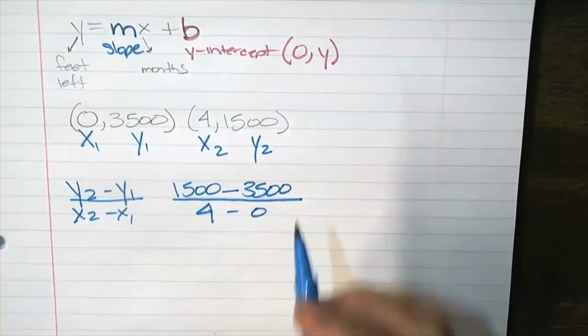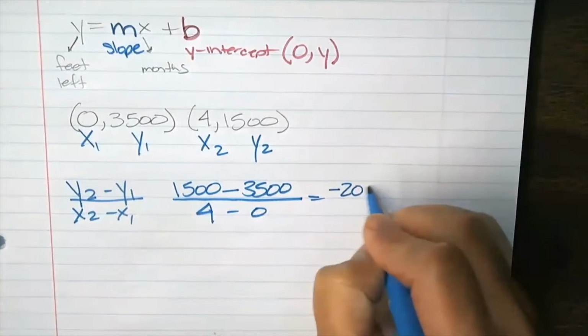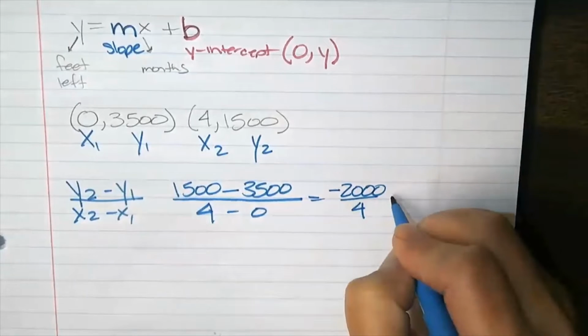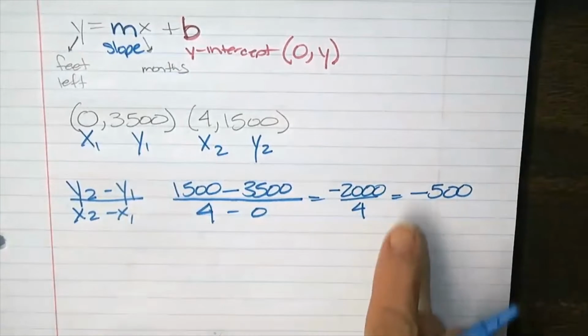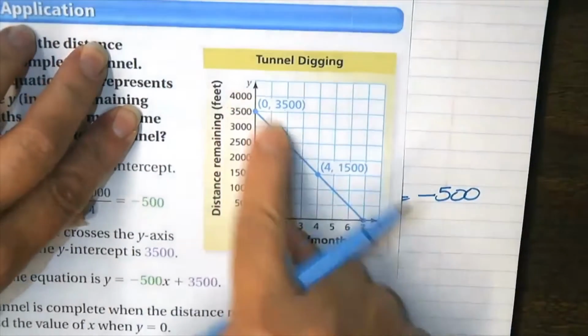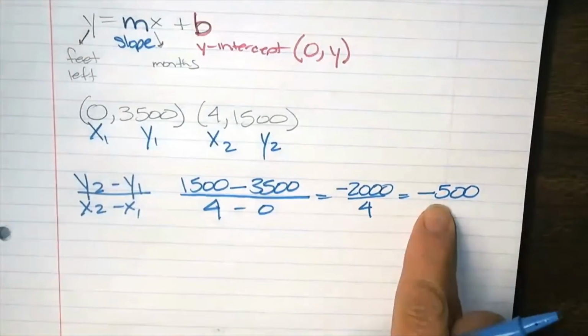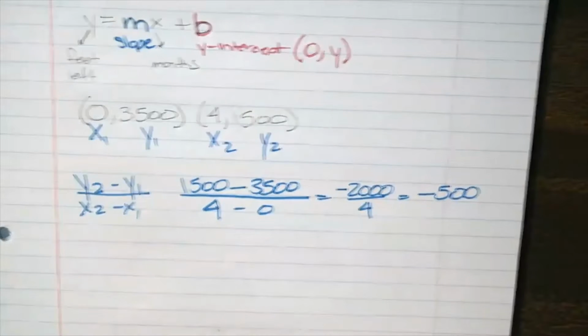Now I would use a calculator here. It's going to make life easier. Negative 2,000 over 4. And when we reduce this, this is negative 500. My slope is negative 500. That kind of makes sense because look at the slope they've given us. Is it negative? Yeah, it's going down. My slope here is negative, so I'm pretty sure I'm doing something right.